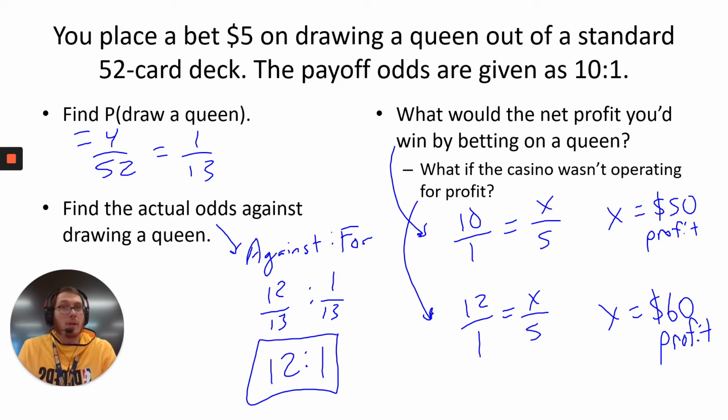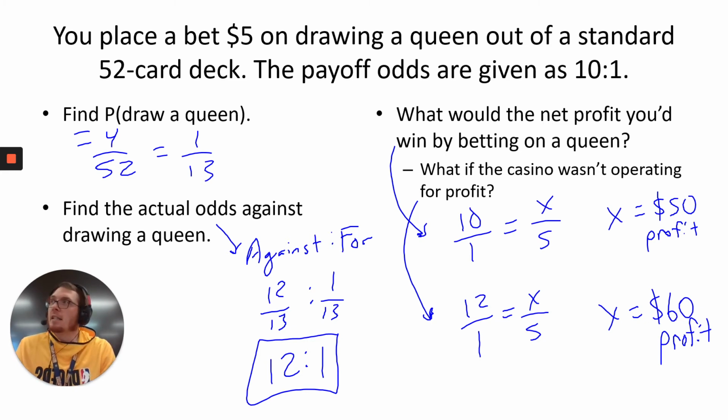That seems great if you win, okay, but it should have been $60, and here's why. The actual odds against that we just found here on the left side were 12 to 1. So that's 12 for every 1. Okay, so 12 to 1 equals something to 5. When I cross multiply and solve that one, I should get $60. So the company should have given me, if I win, $60 based on the actual odds of drawing a queen. They only give me $50.